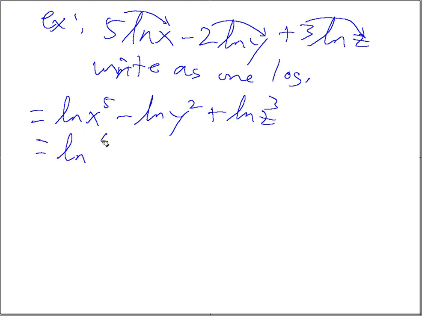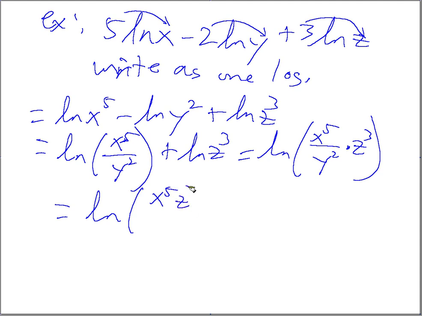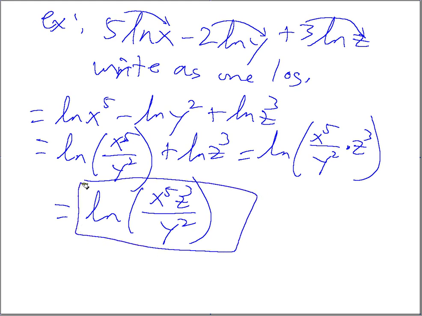So this is going to be ln of what? x to the 5th over what? y squared. Can we see that? Since we're subtracting these logs, you can turn that into a quotient, right? Plus ln of z cubed. Well, you're adding these, so what? Think multiplication. So this is going to be ln of x to the 5th over y squared times z cubed. Can we see that? But that means z cubed is on the top, isn't it, right? So the final answer will be ln of x to the 5th z cubed over y squared. Alright, so this is the final result that we should come up with here.